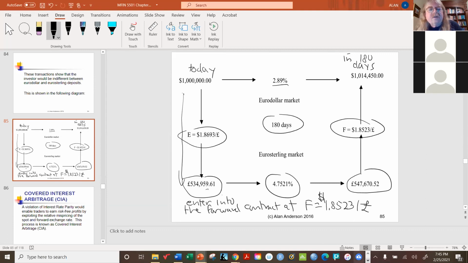Well, now, here's the big question. What happens if F is different? What if somebody gives us the wrong quote? What if they give us an F that's too high? And what if they give us a quote that's too low? How do we take advantage of that?